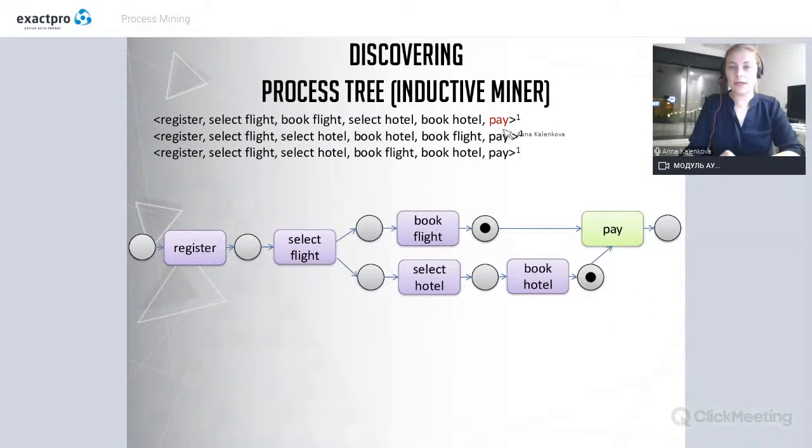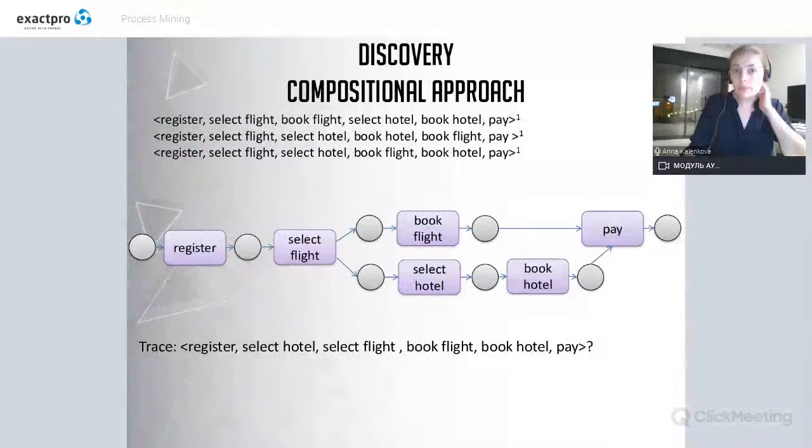And now the last activity is enabled. It is pay. Pay synchronizes two branches. Yes, so we reached the end here. All good. So here is how the Petri nets work.